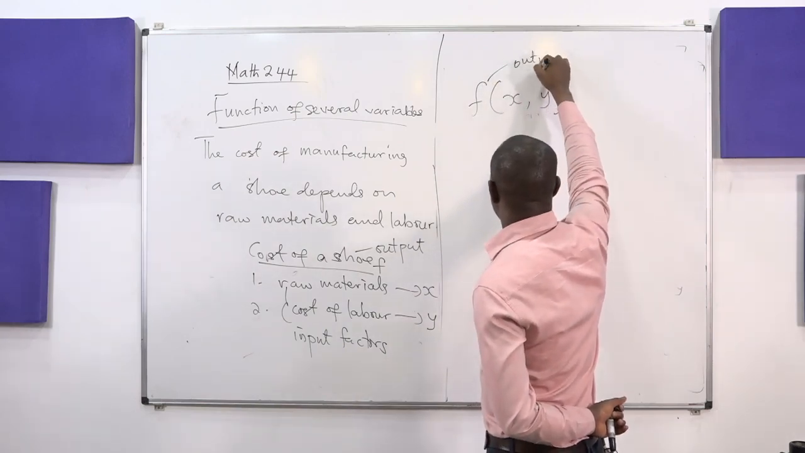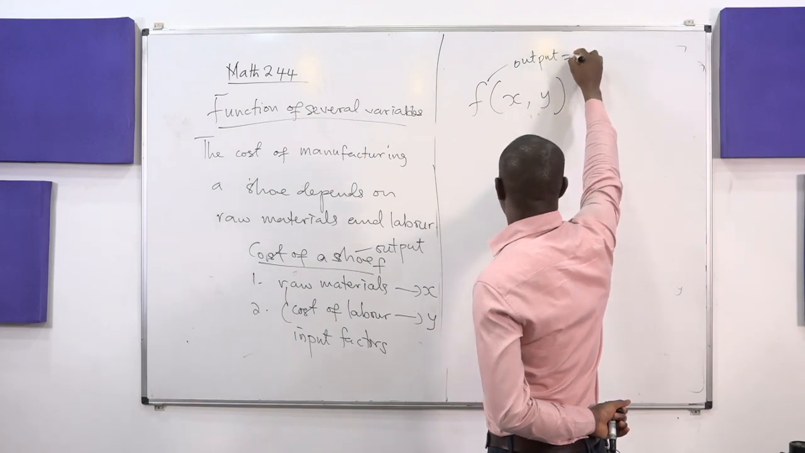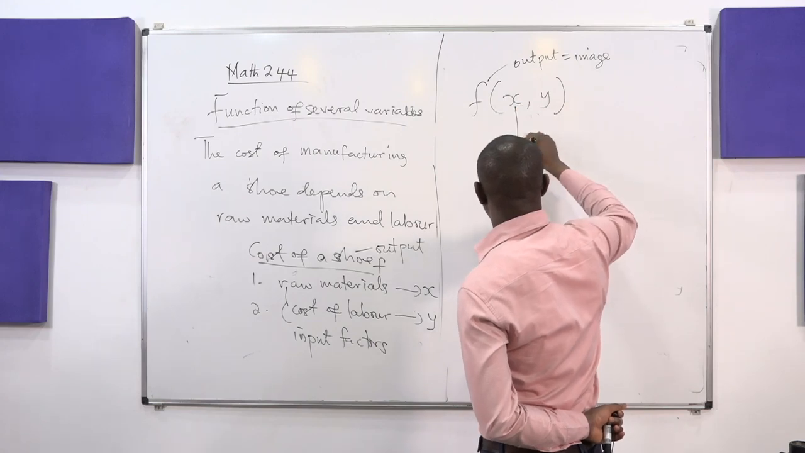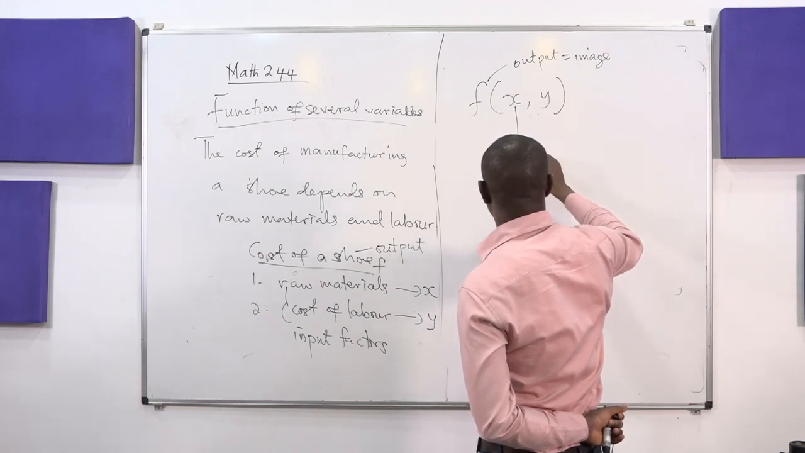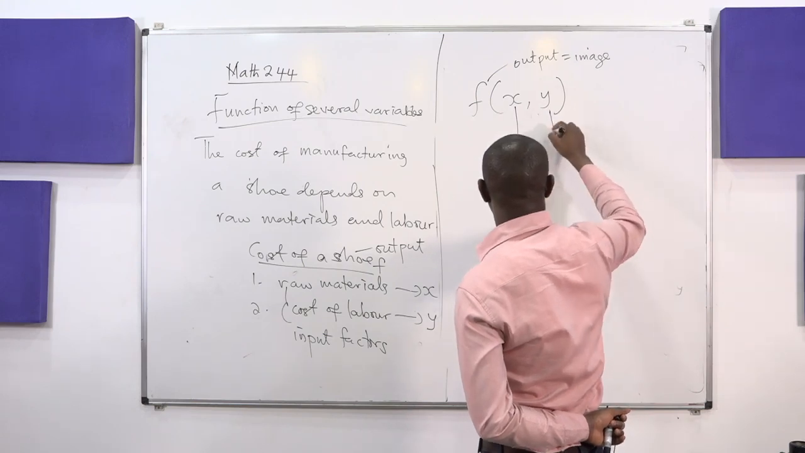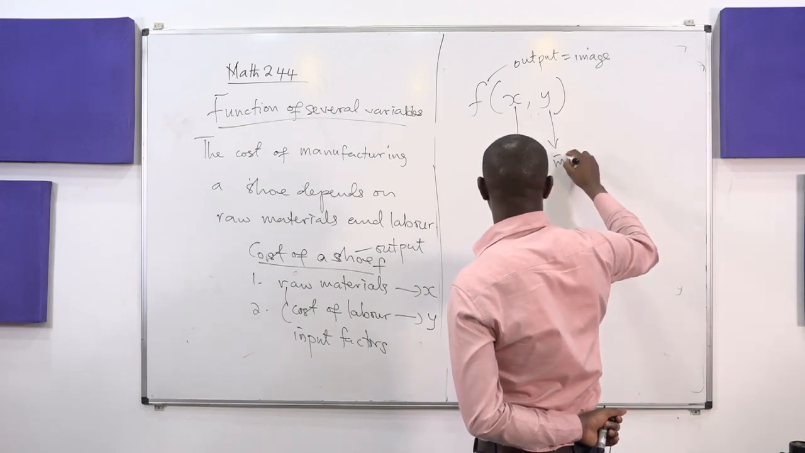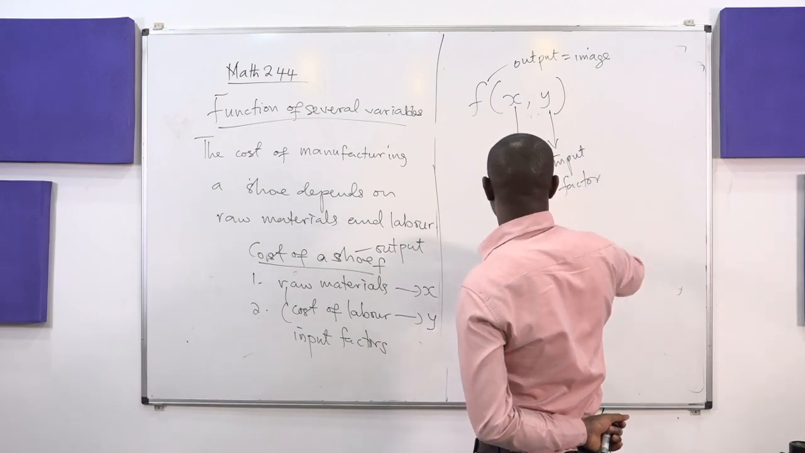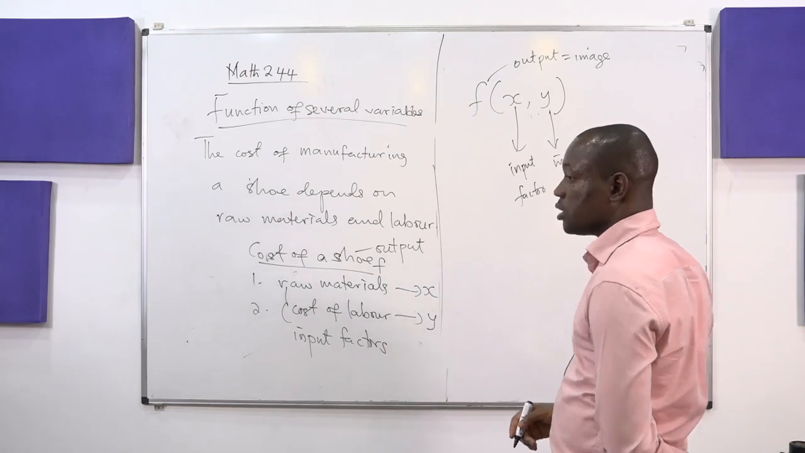So always the f here is your output. That's called the image. And what is in the bracket are your input factors, x and y, what goes into it to get your output.